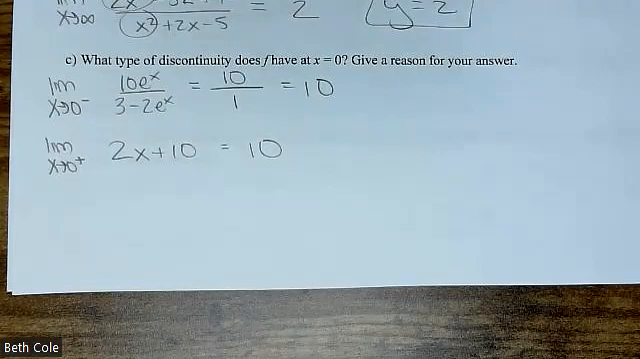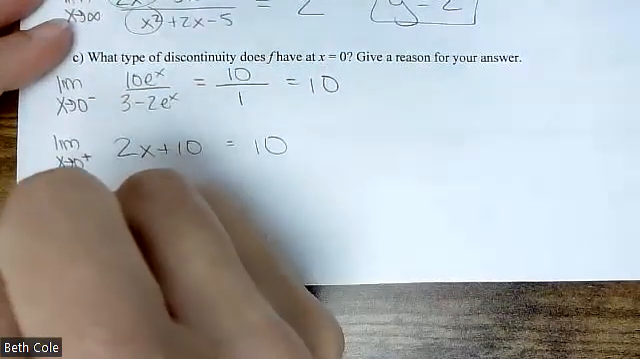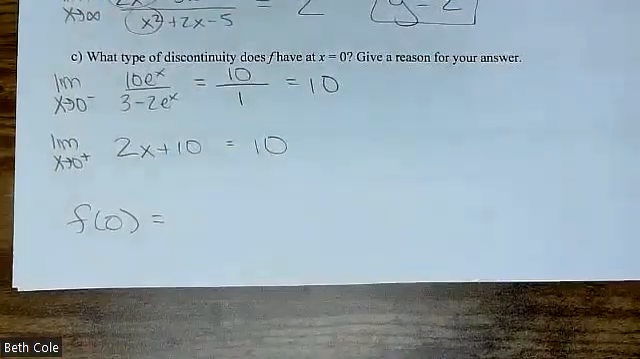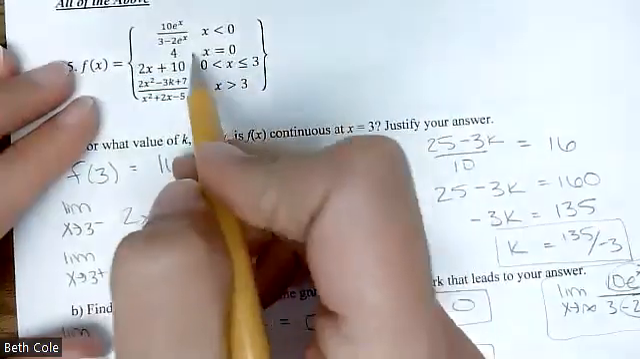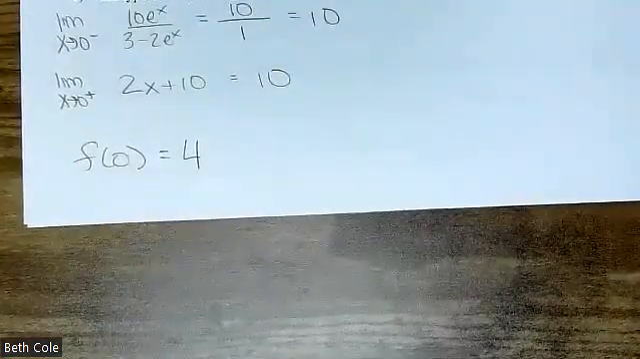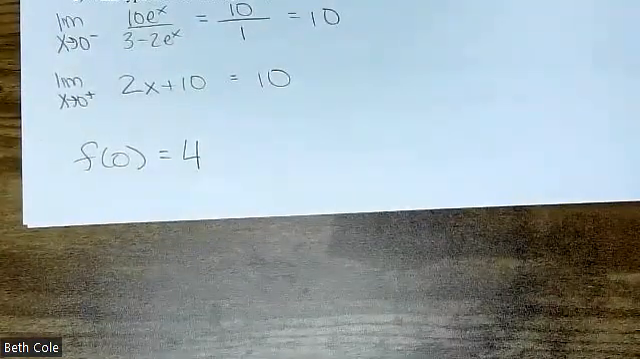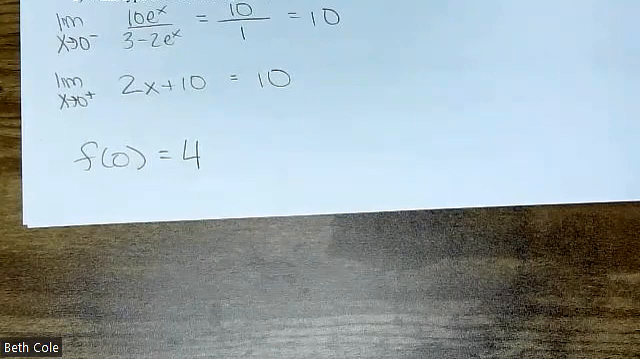With me? Yes. Okay. Now we need the actual point at 0. So look back at the piecewise function. Where's the actual point when x equals 0? 4. So think about visually what that would look like. The limits go to 10, but the actual point's at 4. It's that like floating point. Do you get what I'm saying? What type of discontinuity is that?